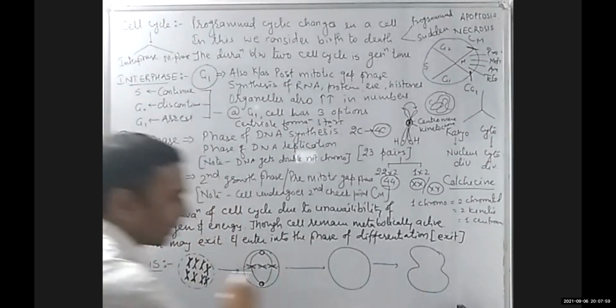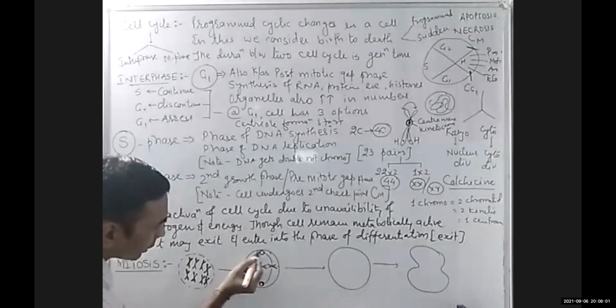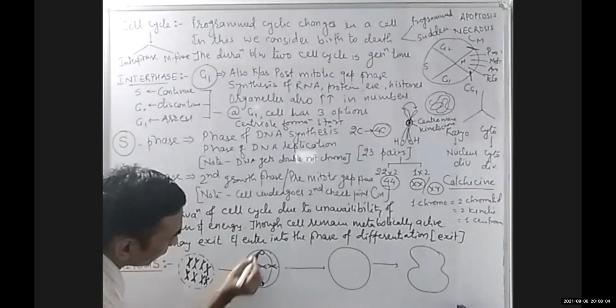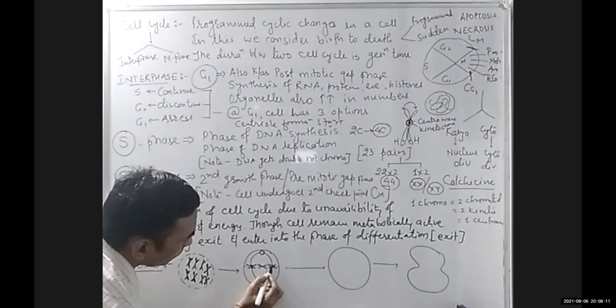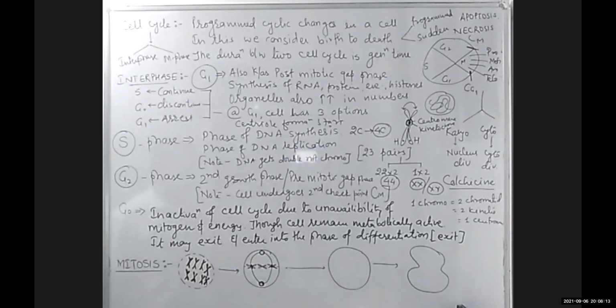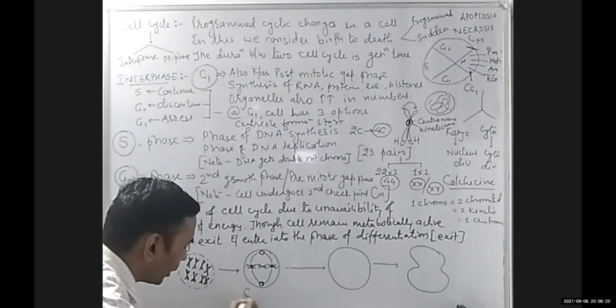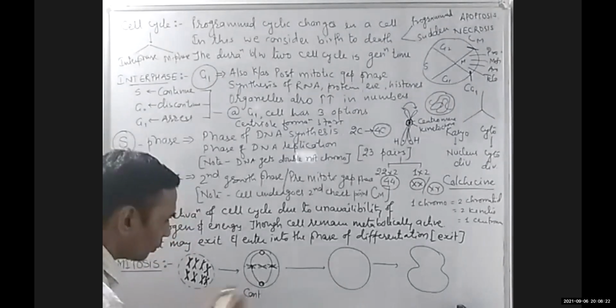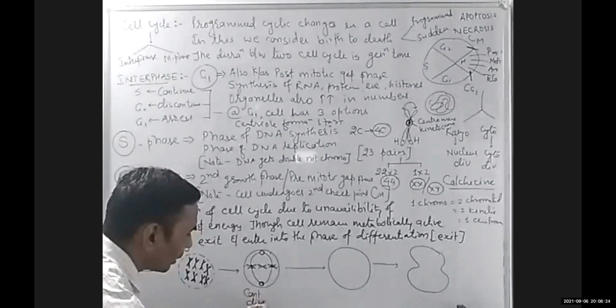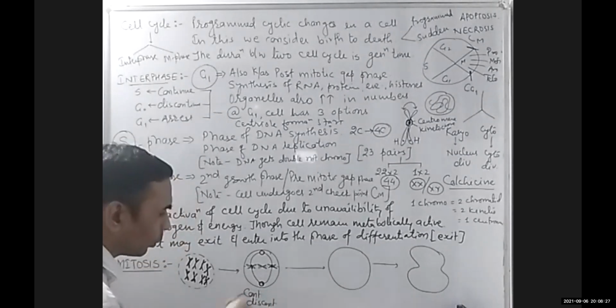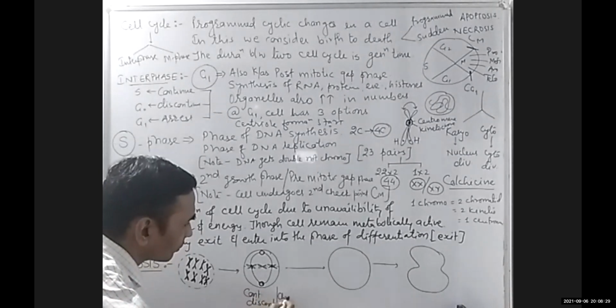Forty-six chromosomes are aligned on the equator, and the spindle fiber that arose from the centriole joins to the kinetochore. There are three types of fibers, my dear. We will write everything in detail. One is continuous fiber, one is discontinuous fiber, and one is chromosomal fiber.